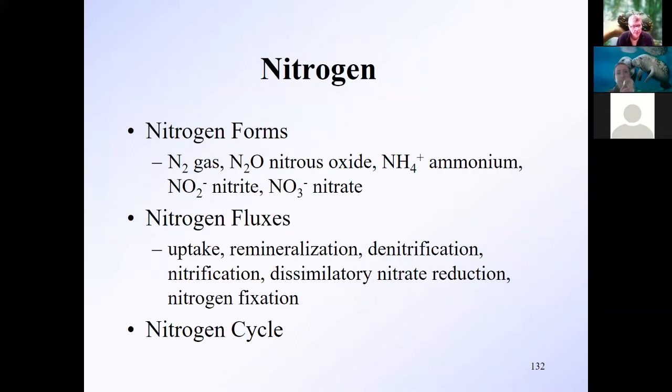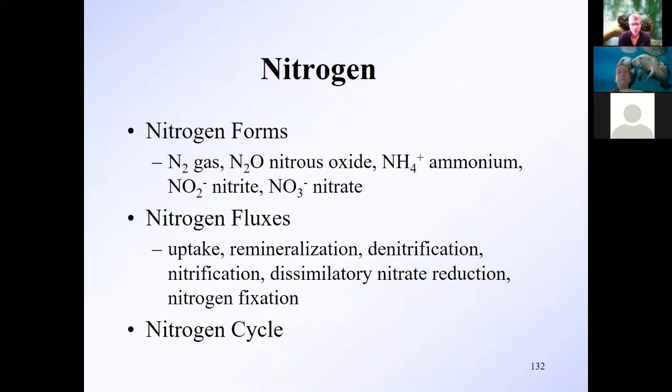The first thing always is we talk about the forms of nitrogen, and the inorganic nitrogen forms are listed across the top. Nitrogen gas makes up most of the atmosphere, and there's a little bit of nitrous oxide in the atmosphere, and we've talked about that just a little bit because it's a greenhouse gas, but it also is involved in destruction of ozone in the upper atmosphere.